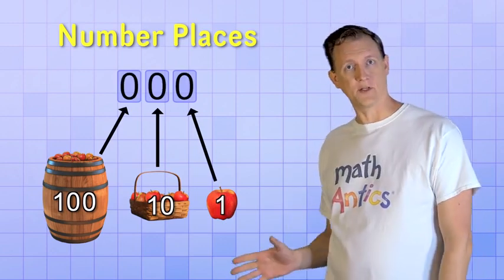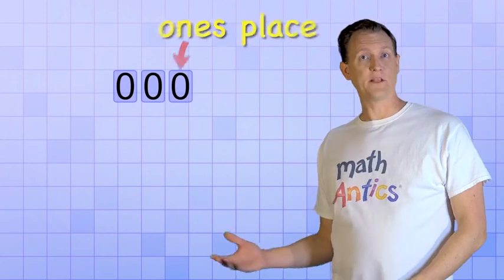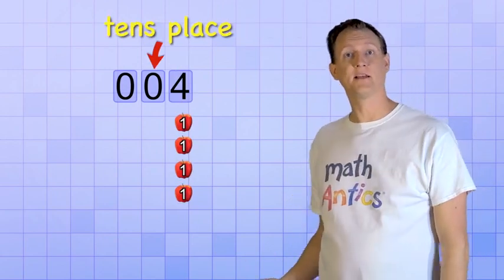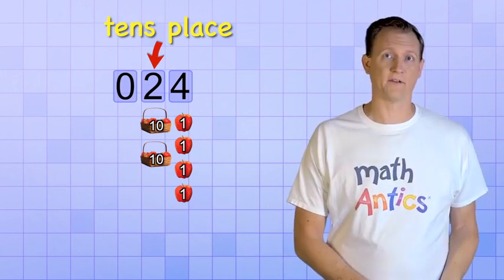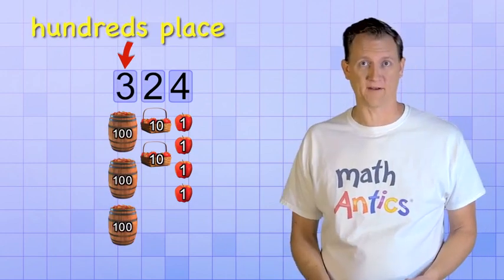And the digits in those number places tell us how many of each group we have. The digit in the ones place tells us how many ones we have. The digit in the tens place tells us how many groups of 10 we have. And the digit in the hundreds place tells us how many groups of 100 we have.